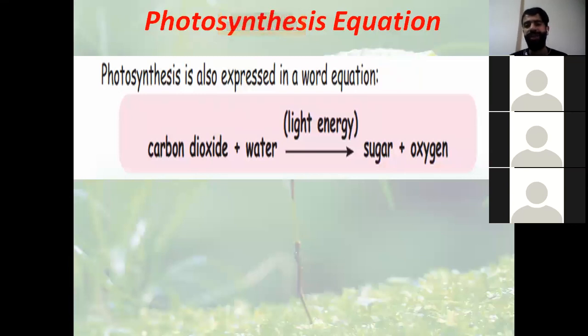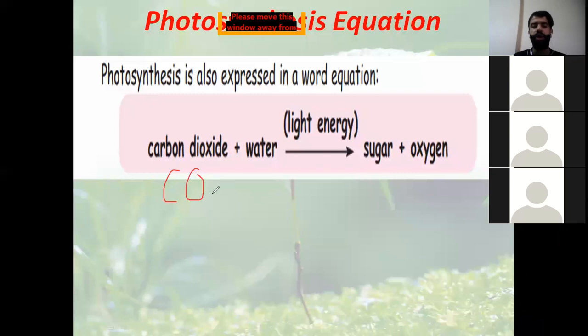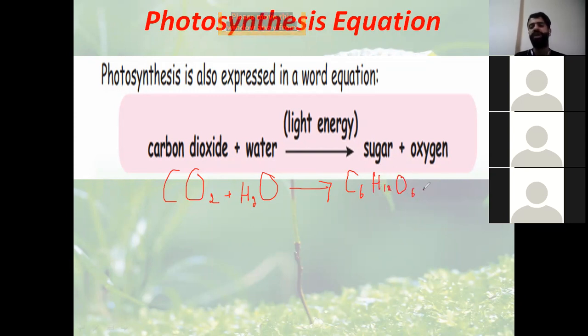So this is the word equation that you have to study. Water plus carbon dioxide in the presence of light energy, which is the catalyst, gives sugar plus oxygen. We said that if you want it as a chemical equation, carbon dioxide is CO2 plus water is H2O. It gives, in the presence of sunlight, sugar, which is in the form of glucose, C6H12O6. It's okay without balancing it. Plus oxygen, O2.